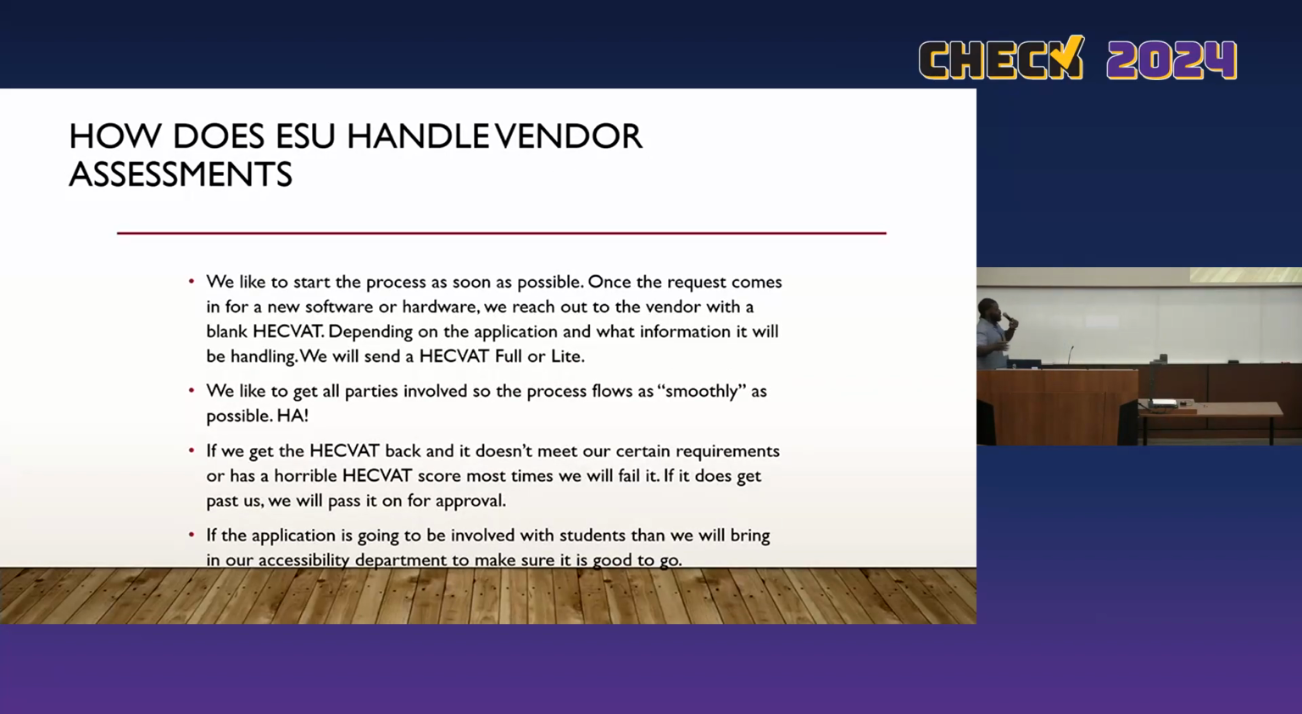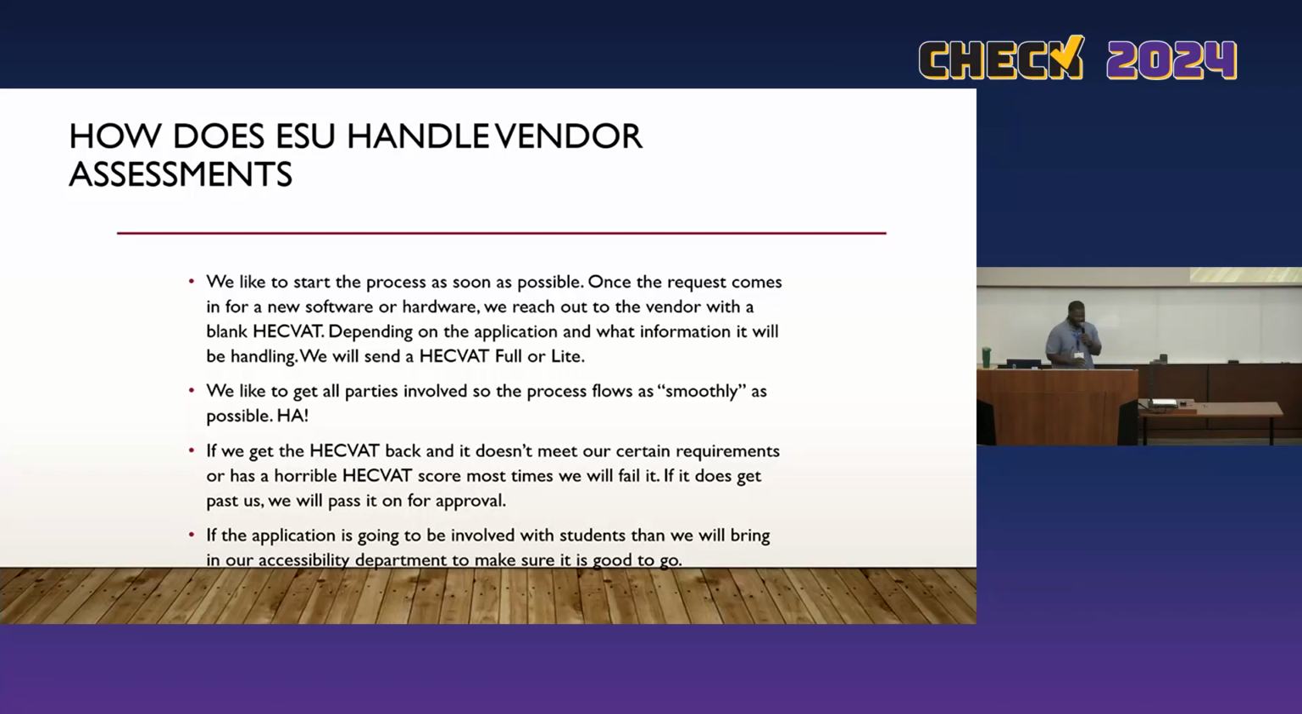So how does ESU handle vendor risk assessments? Well, first of all, we like to start the process as soon as possible. So whenever somebody asks, hey, can I have this software? We're like, hold up, wait a minute, we've got to assess this. So we do our assessment process. We send a HECVAT, full or light, to the vendor to make sure that everything's good to go. We like to get all the parties involved so the process goes smoothly, but we're all in IT and we know how that goes.